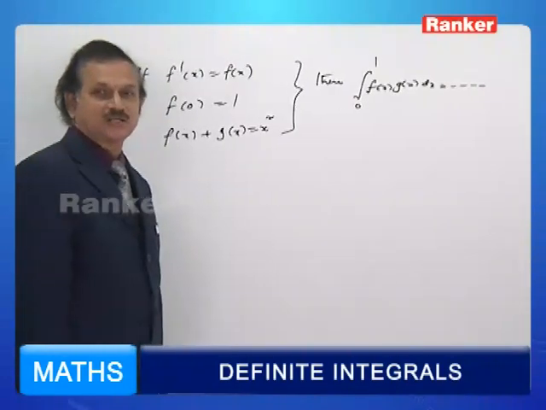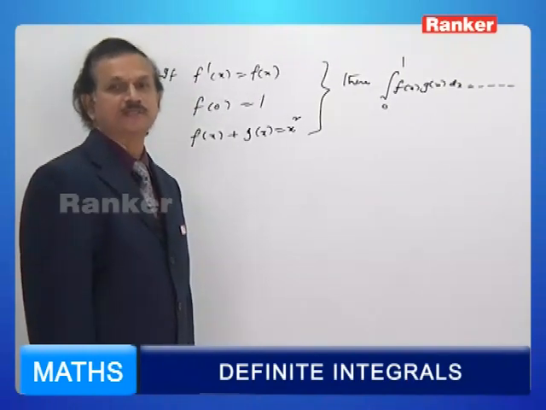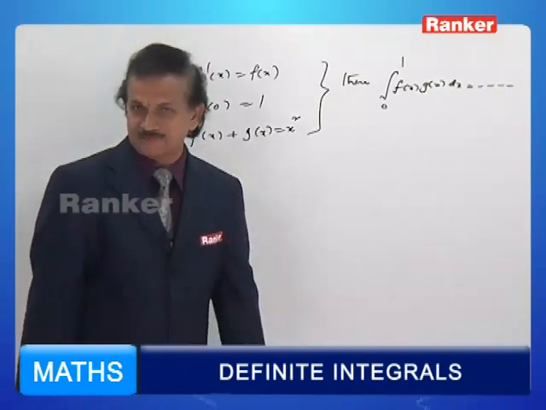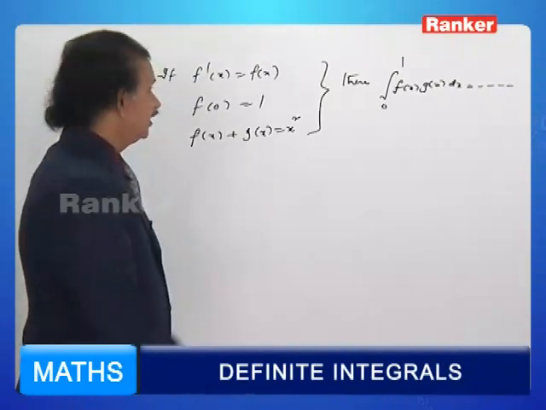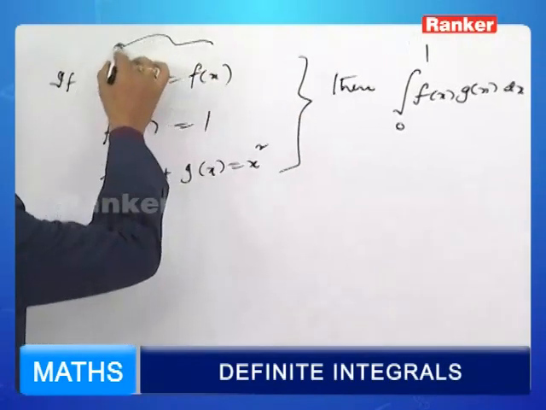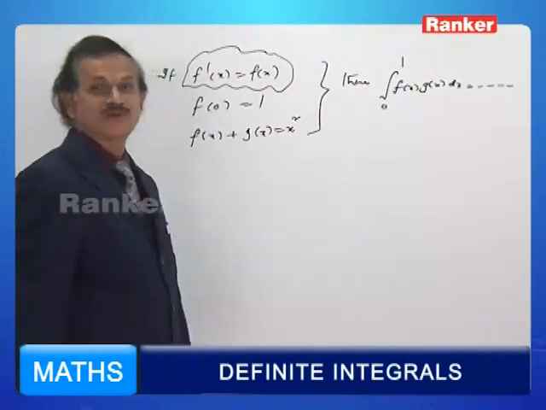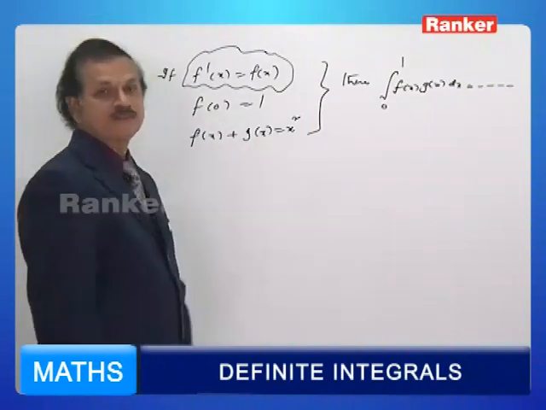This is a matter in which there has been a connection with two types of functions, namely f of x and g of x. F and g are of course differentiable functions of x. It has been given that f dash x is equal to f of x. This is the important point to be noted here. F dash x is equal to f of x. And f of 0 is equal to 1 and f of x plus g of x equal to x square.